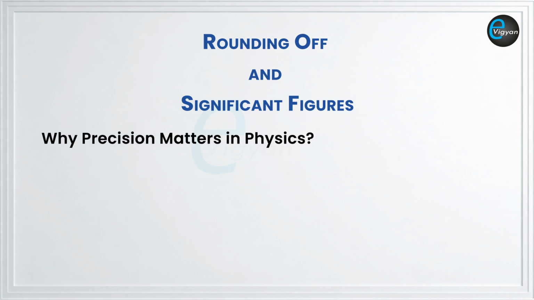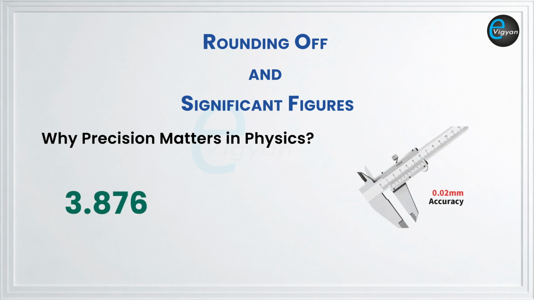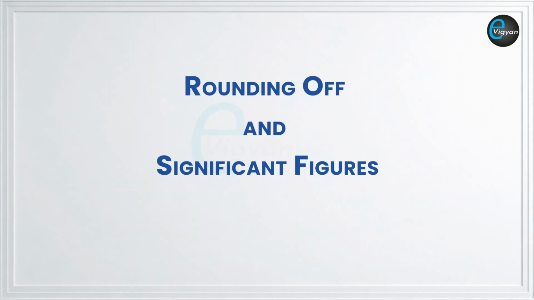In physics, measurements are never perfectly exact. Every measuring instrument has a limitation. So when we write too many digits, we often create a false sense of accuracy. That is why physics uses two powerful ideas, rounding off and significant figures. Together, they help us to present results clearly and match calculations with measurement precision.